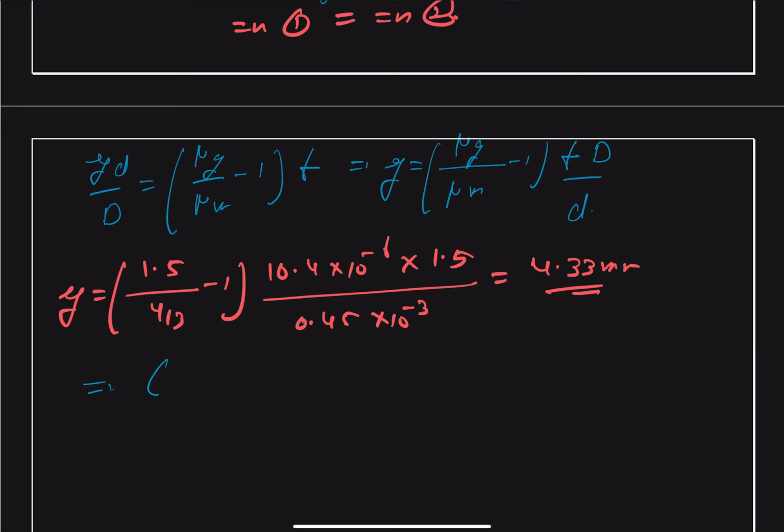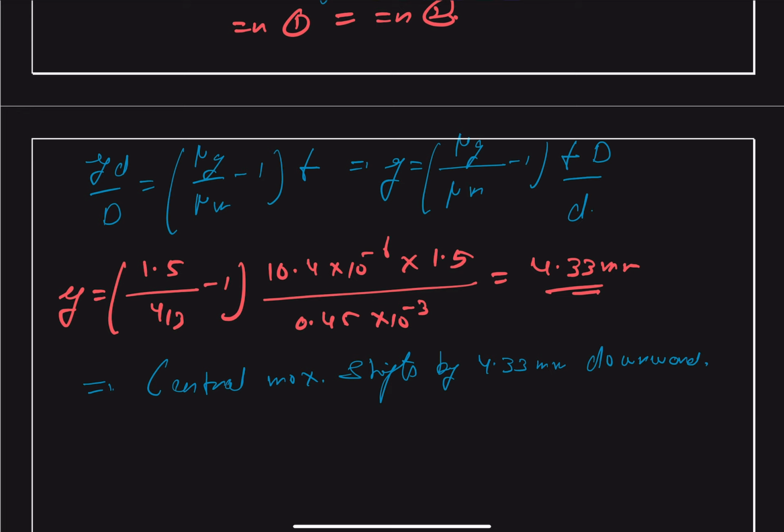So you can say central maxima shifts by 4.33 millimeter downward.